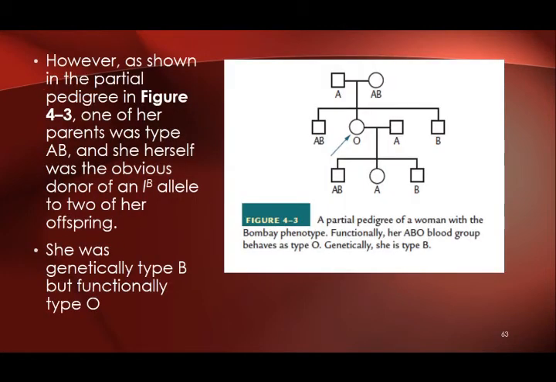However, one of her parents was type AB, and she herself was an obvious donor of an IB allele to two of her offspring. Meaning that because her parent was AB, and she gave her son a B even though she married a man who is A, the B comes from her, meaning that she was genetically type B but functionally type O.